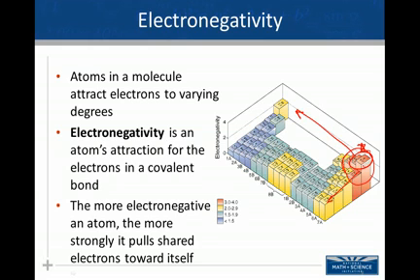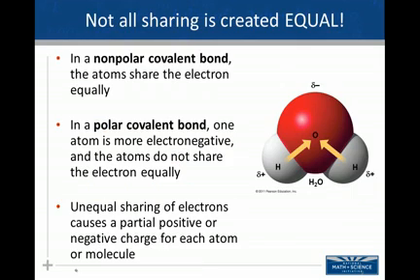So electronegativity is simply an atom's, and be real careful with this vocabulary if you write about it, an atom's attraction for the electrons in a covalent bond. It's not a proton's attraction, it's the whole atom's attraction for just the electrons in a bond. Bond being the operative word. It's a bonding phenomenon. The more electronegative the atom, the more strongly it pulls the shared electrons toward itself.